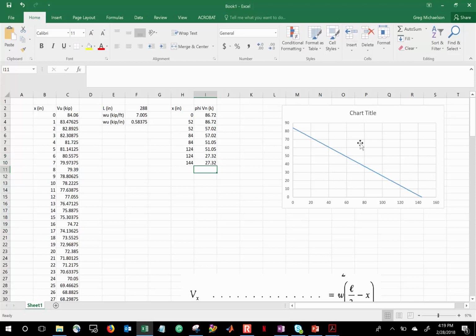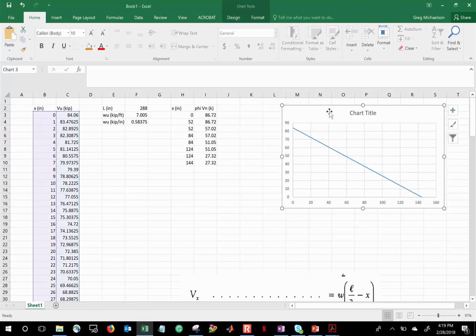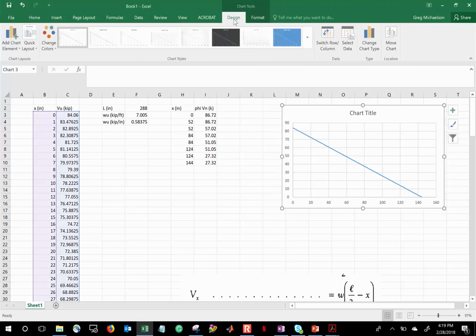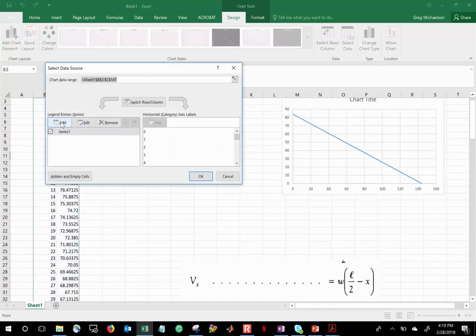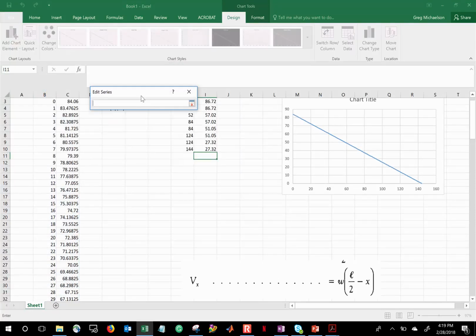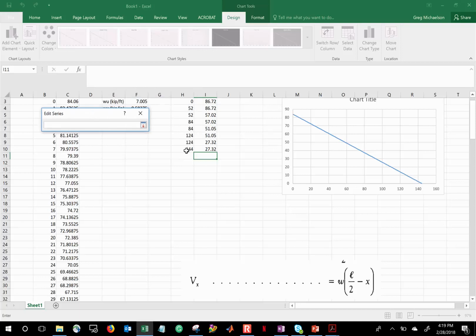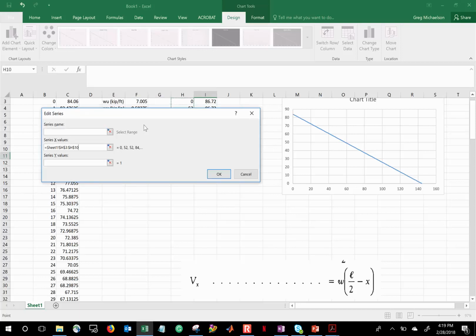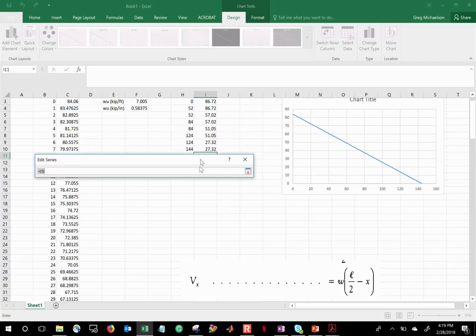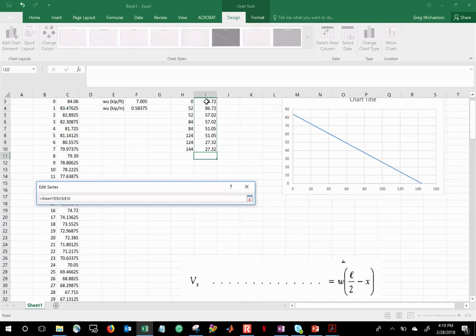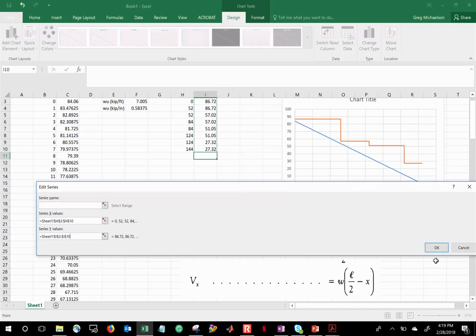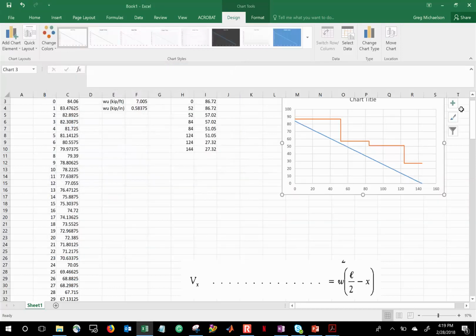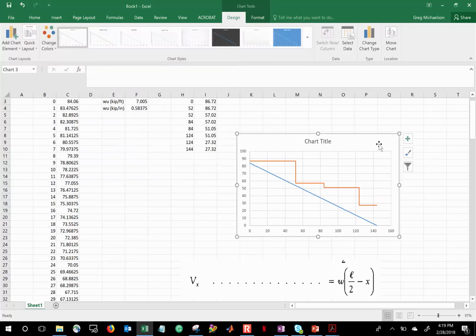27.32. And then what you can do is go to this chart, go to design up top, hit select data, then add a series. Add all these X values and all these Y values. Hit OK. And you can see we're getting the same plot. So if you're curious how that plot was generated in Excel, there you go.